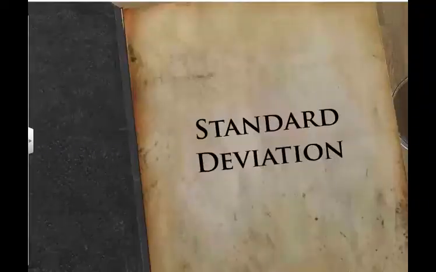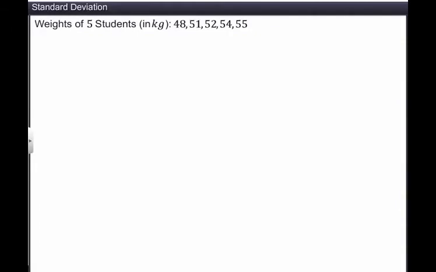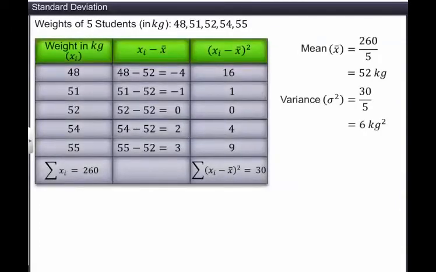In this module, you will learn to find the standard deviation of grouped and ungrouped data. Let's look at the weights of 5 students. The mean of the given data is 52 and its variance is 6 kilograms. Here, it is clear that the unit of the observations and the mean is kilogram, while the unit of the variance is kilogram squared. Thus, the variance cannot give proper information about the data.